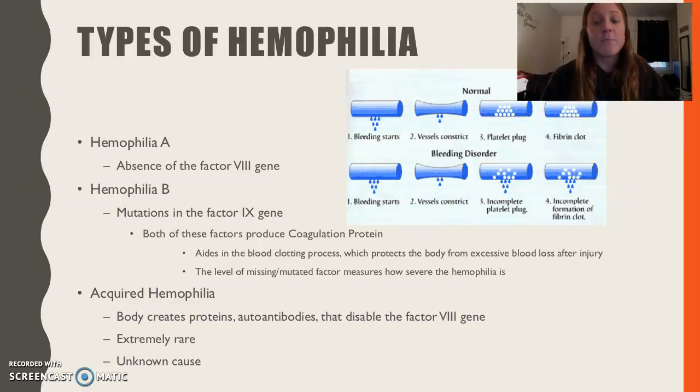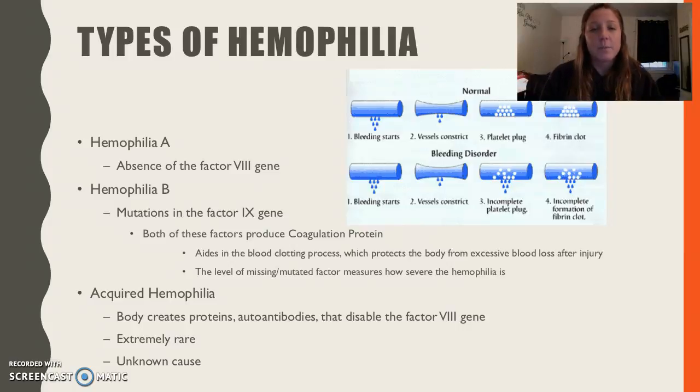Now, the level of missing or mutated coagulation factors measure the severity of the hemophilia. Mild or moderate hemophilia just reduces the activity of these proteins but does not completely eliminate it. Severe hemophilia, however, completely eliminates the activity of these proteins.